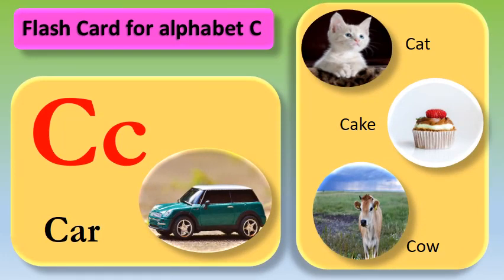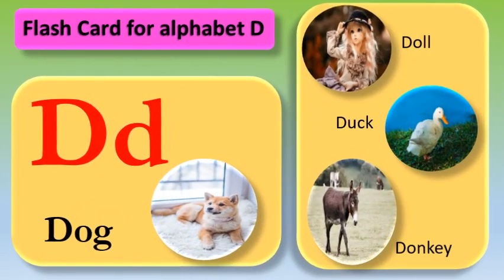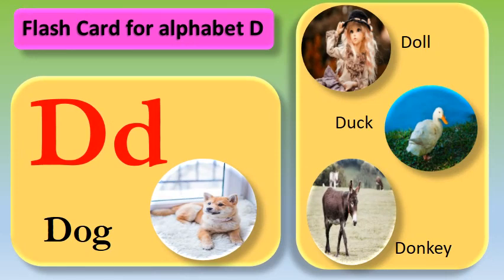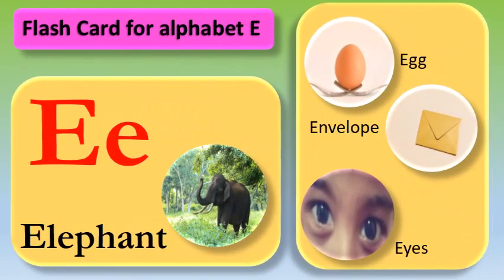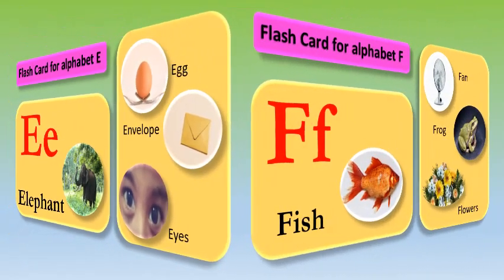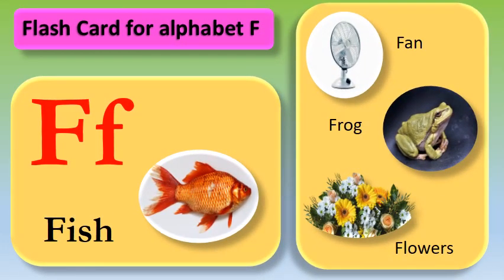C for car, C for cat, C for cake, C for cow. D for dog, D for doll, D for duck, D for donkey. E for elephant, E for egg, E for envelope, E for ice. F for fish, F for fan, F for frog, F for flowers.